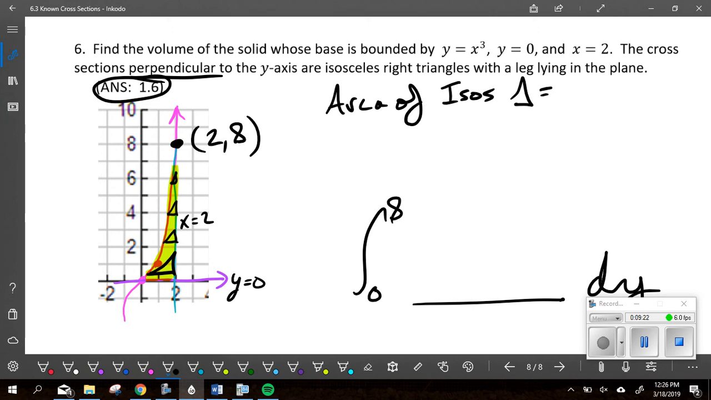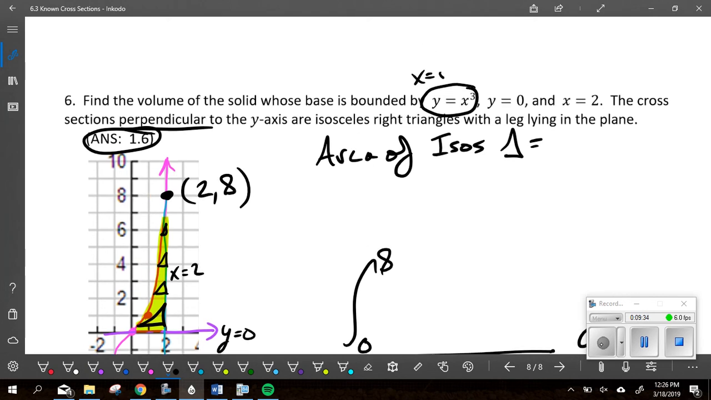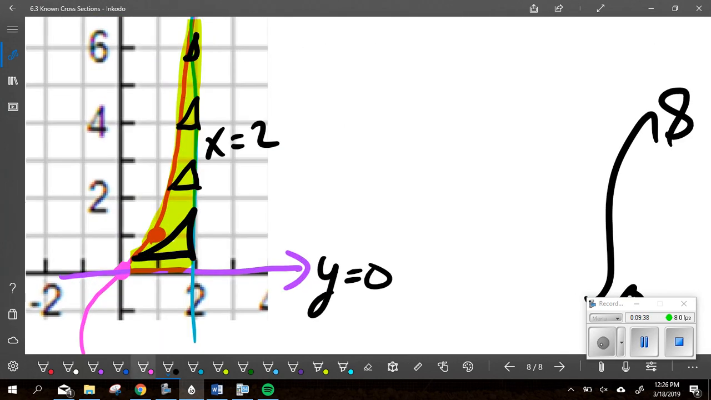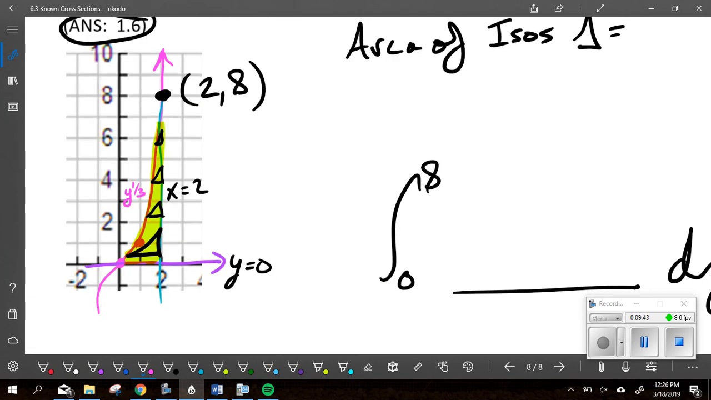If this is a dy problem, I need all of my equations to be x equals problems, because that means y will be in my problem. What do I need to do in order to get x by itself? Cube root it. So you could also say it is y to the 1/3. So this pink line that I've drawn is y to the 1/3. That's going to be important.